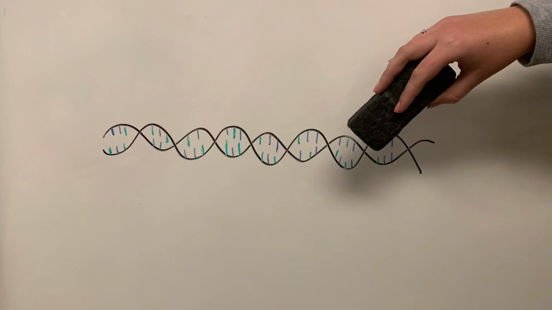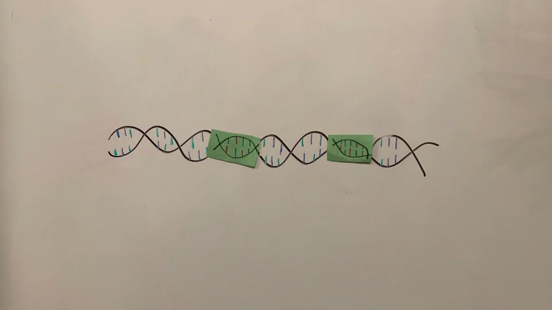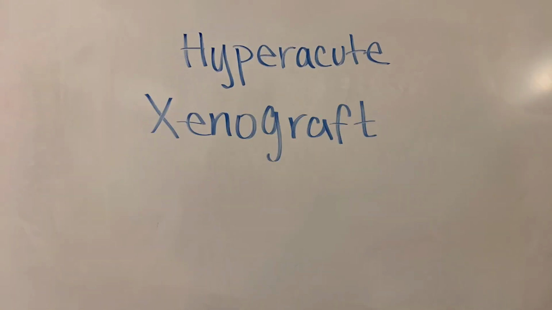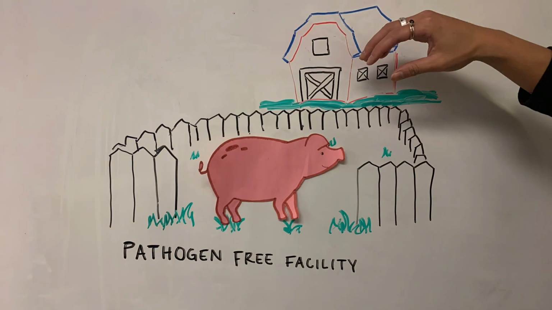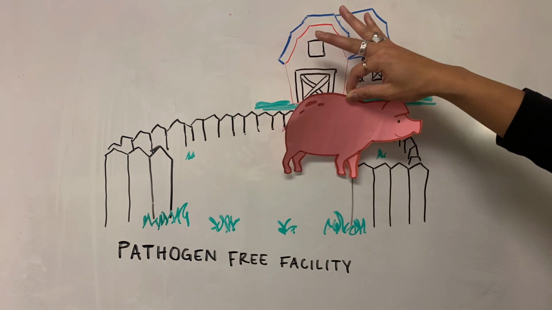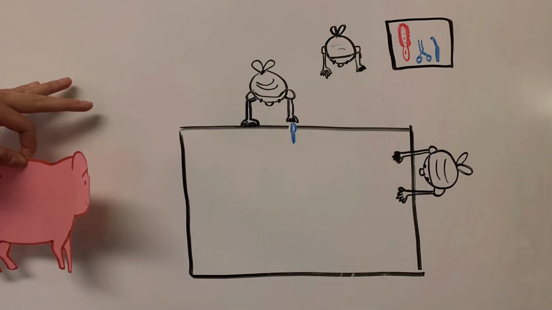Specific genes are removed from the pig, and others are added through the process of deletion and insertion. This makes the kidney suitable for the human body and prevents hyperacute xenograft rejection, which is a fancy way of saying incompatibility between the recipient and the organ. The pigs are raised in a pathogen-free facility and are selected through tissue matching to the patient.